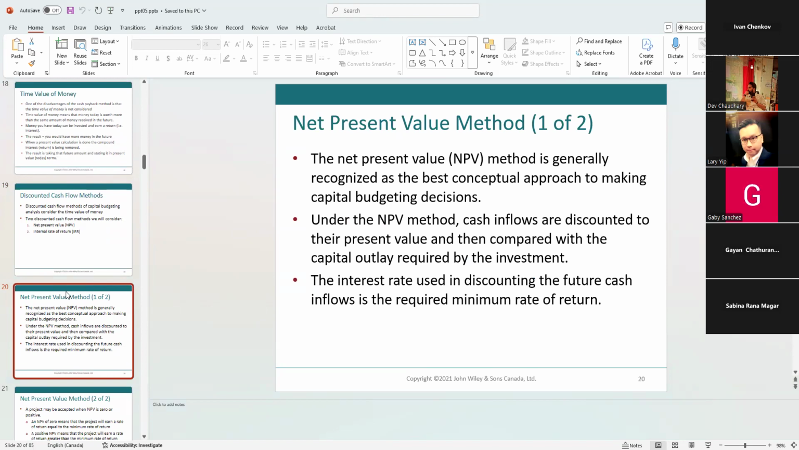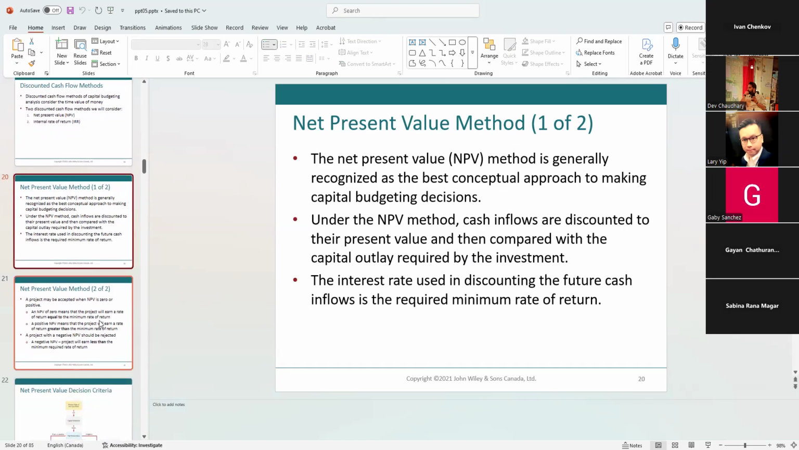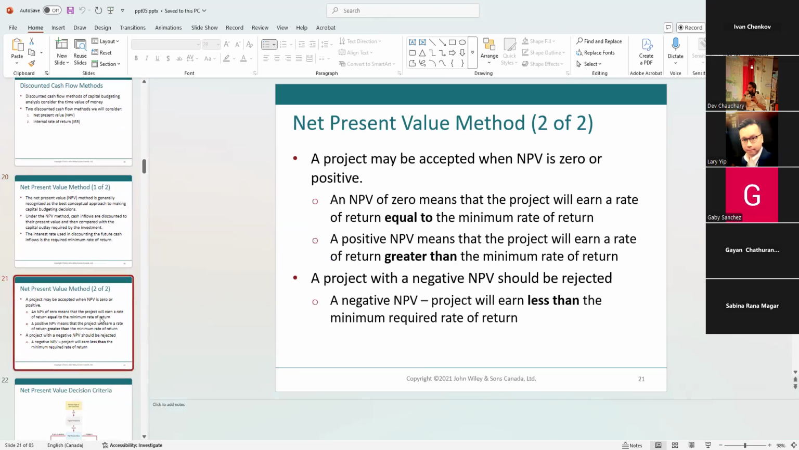So I want you to understand which is the positive and negative on the net present value, even though they're not clearly discussed, or we may see later, but I want you to know those one as well, because those will be tested. The interest rate, which we're using to discount the future cash flow, that in a way is the required minimum rate of return.